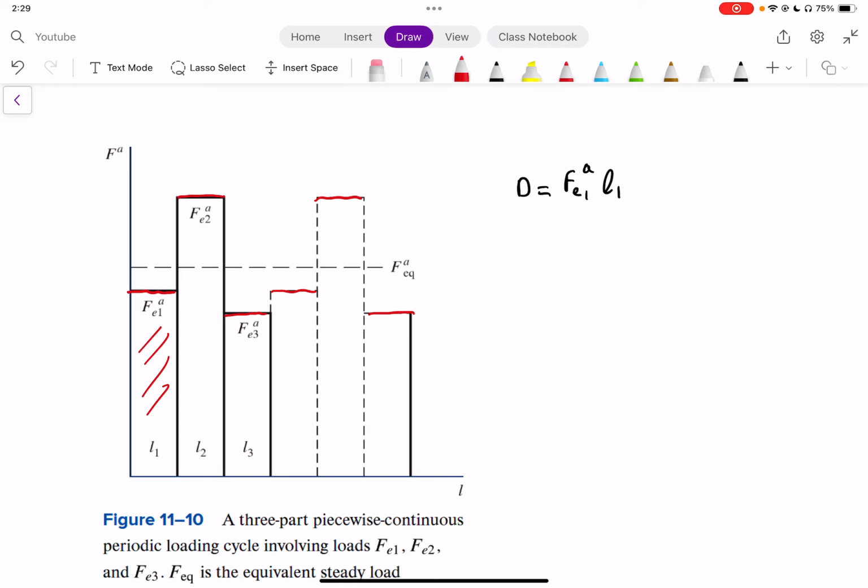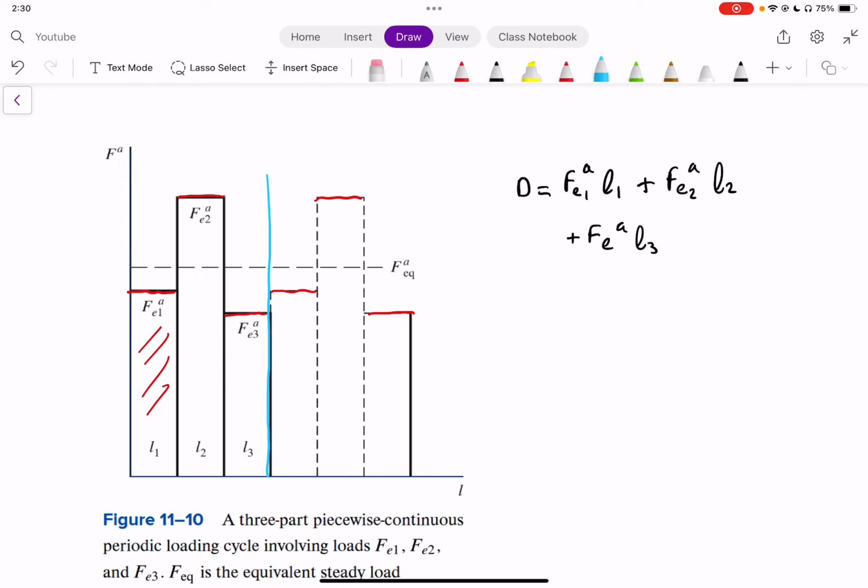And then we would keep adding. We would figure out the damage by just adding every term and solving for the area under every curve, essentially. So we would have Fe2 to the power of A times L2 plus Fe3 to the power of A times L3, and so on and so forth. But since it's repeating, we're going to stop our analysis here. So I'll cut it off in blue here. Because it's repeating, we don't need to do it multiple times.